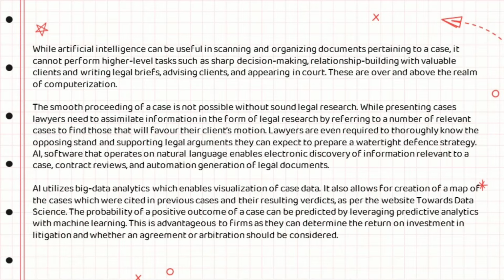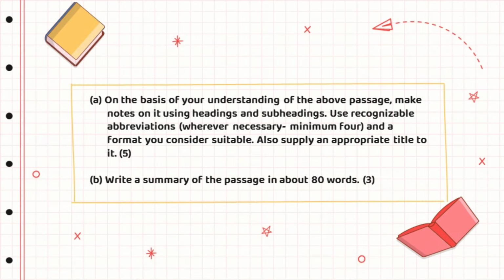So once you're done, have a look at the question that comes. So you have 5 marks for note making. Okay. On the basis of your understanding of the above passage, make notes on it using headings and subheadings. Use recognizable abbreviations wherever necessary. And it's mentioned that you need to use at least 4 abbreviations. Okay. And a format you consider suitable. So whatever format is suitable for you, you can make the notes in that format. Also supply an appropriate title to it. Now the second question goes, write a summary of the passage in about 80 words, and this carries 3 marks.